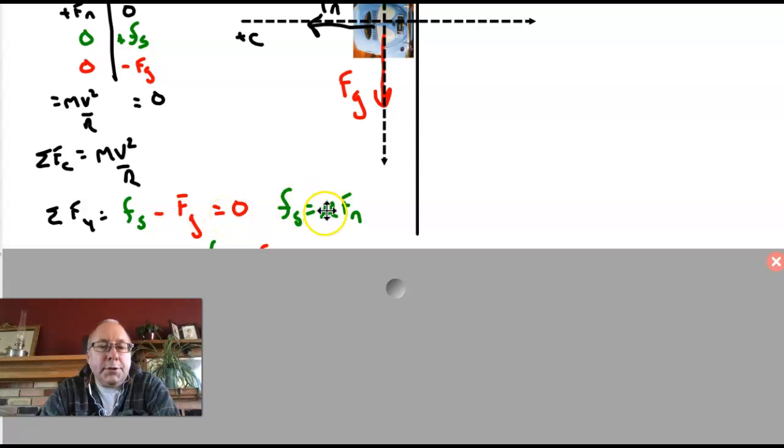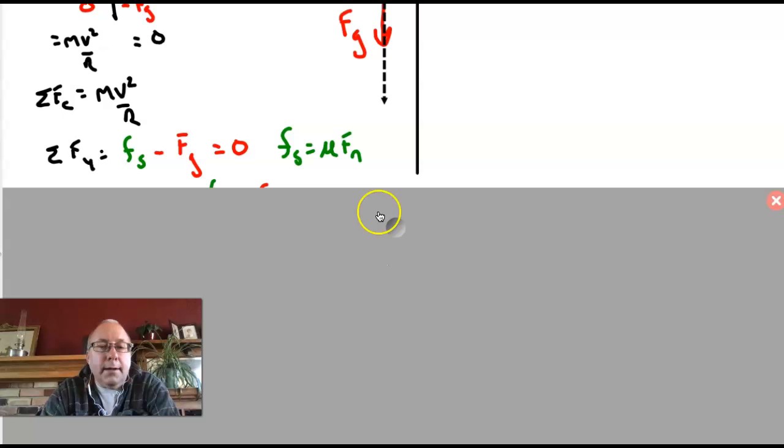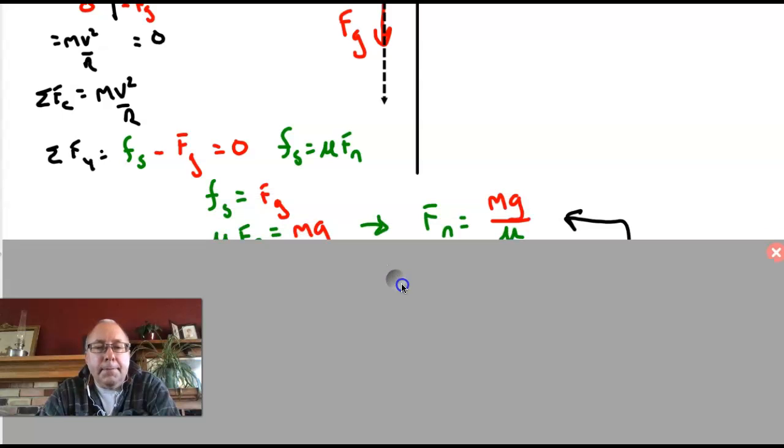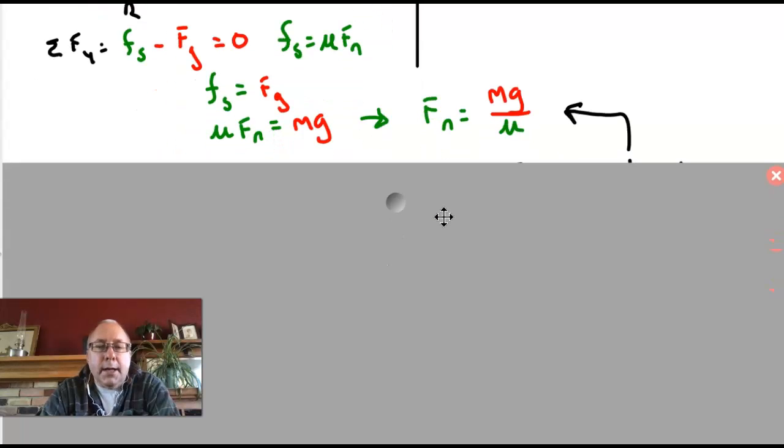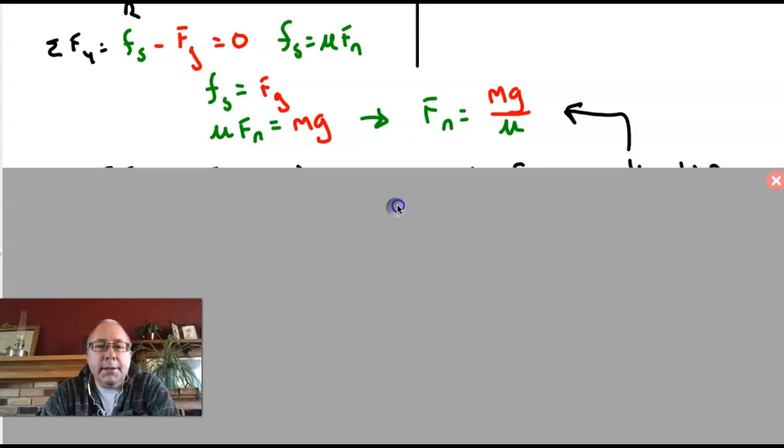We know that static friction is mu times the normal force. Aha, a link to the centripetal direction. So if we solve here, we can express mu times the normal force equals mg. Or solving for a normal force expression, it should be the weight divided by mu. So all this information comes from what we know in the y direction. Now, why are we solving for the normal force? Aha, because that's in the centripetal direction, which is going to allow us to find the velocity.